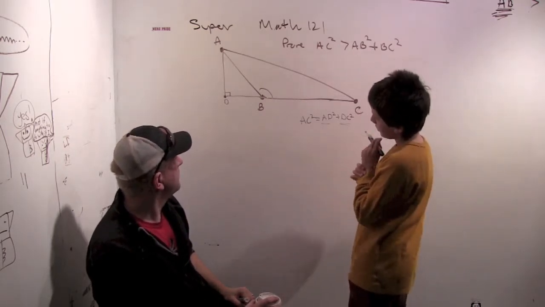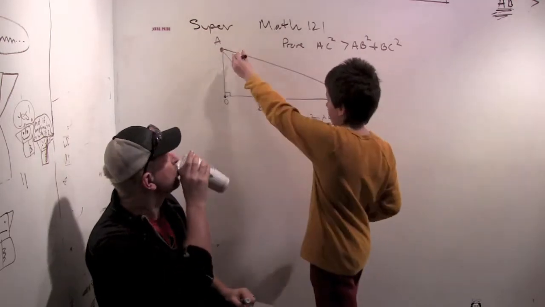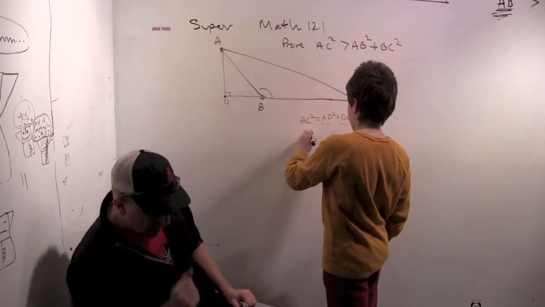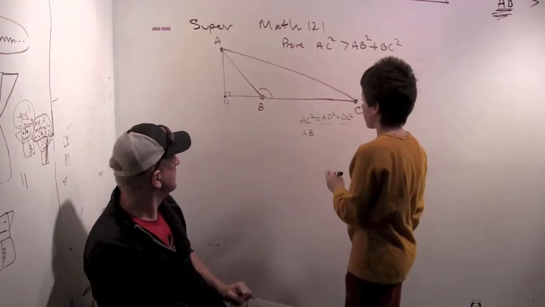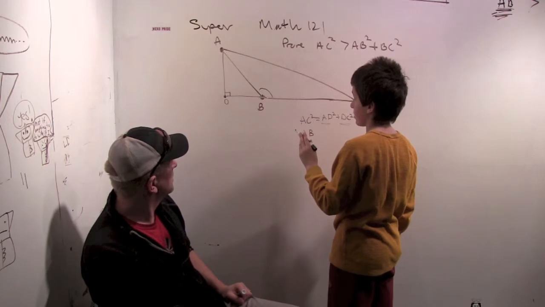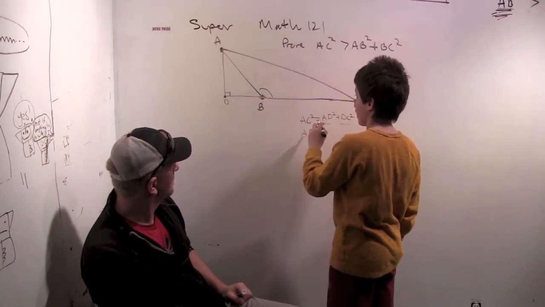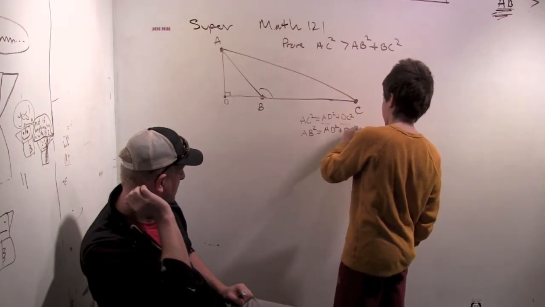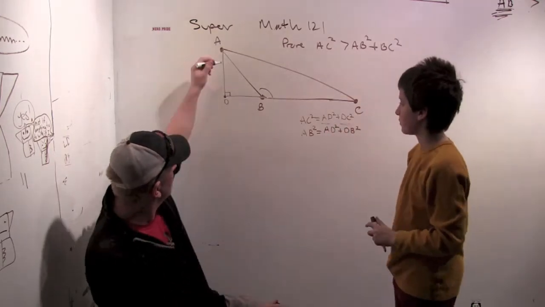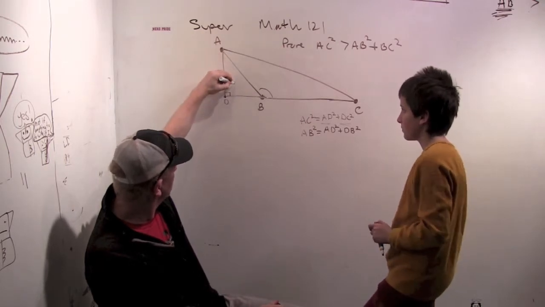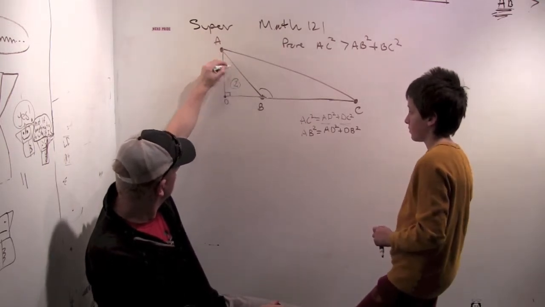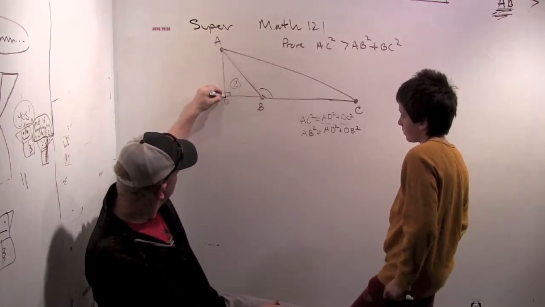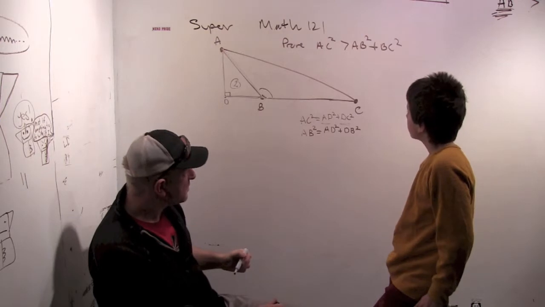Well, what else do we know here? This altitude that we drew also creates another right triangle. That we can say AB squared is AD squared plus DB squared. We get another right triangle right here. I'll call this right triangle 2. AB squared equals AD squared plus DB squared.